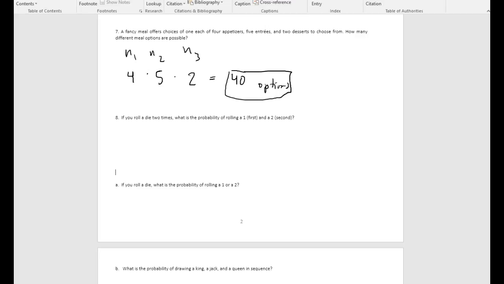If you roll a die 2 times, what is the probability of rolling a 1 first and a 2 second? So these are independent events. So we could view this as multi-step as well. This would be the first roll, this would be the second roll. The probability of rolling a 1 on a die is 1/6. Probability of rolling a 2 on a die is also 1/6. We just multiply them together to get the overall probability, 1/36, or if you put it in decimal form, it is 0.027 repeating.